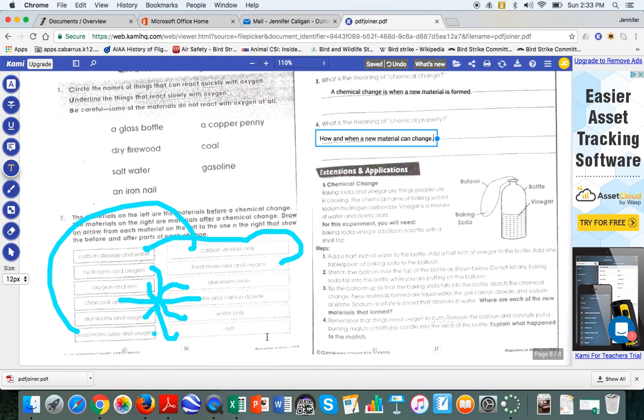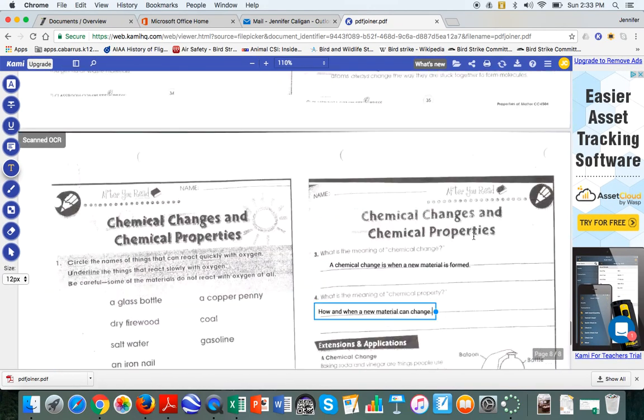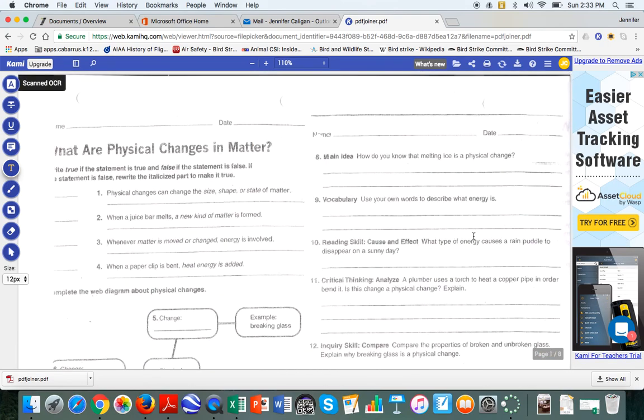All right, so extensions and applications. This is something we're actually going to do in class. A lot of you do this for your science fair project, so you don't have to worry about this last page. So that is it for your answers.